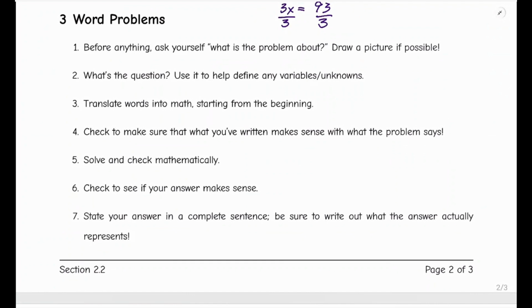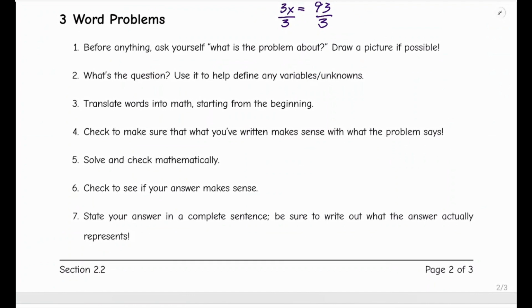Step 1, before anything, ask yourself, what is the problem about? Draw a picture if possible. Step 2, what's the question? Use it to help define any variables and unknowns. Step 3, translate words into math, starting from the beginning. Step 4, check to make sure that what you've written makes sense with what the problem says.